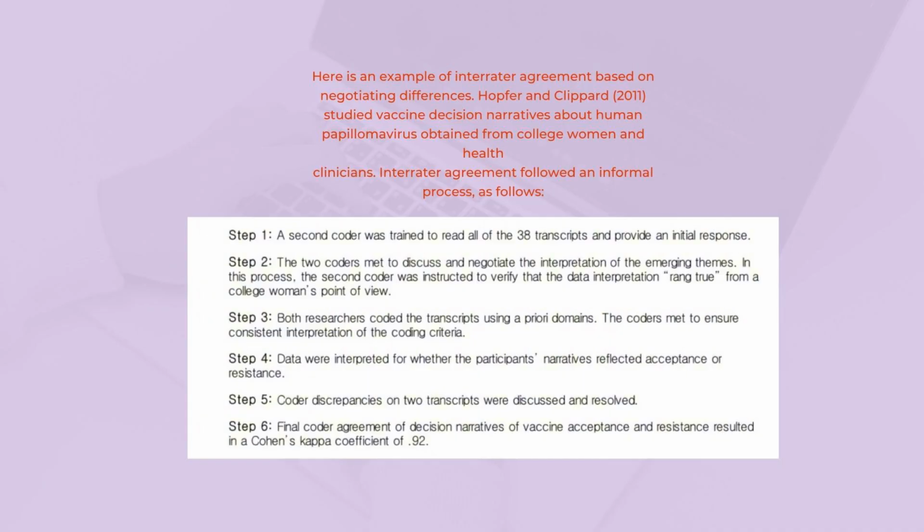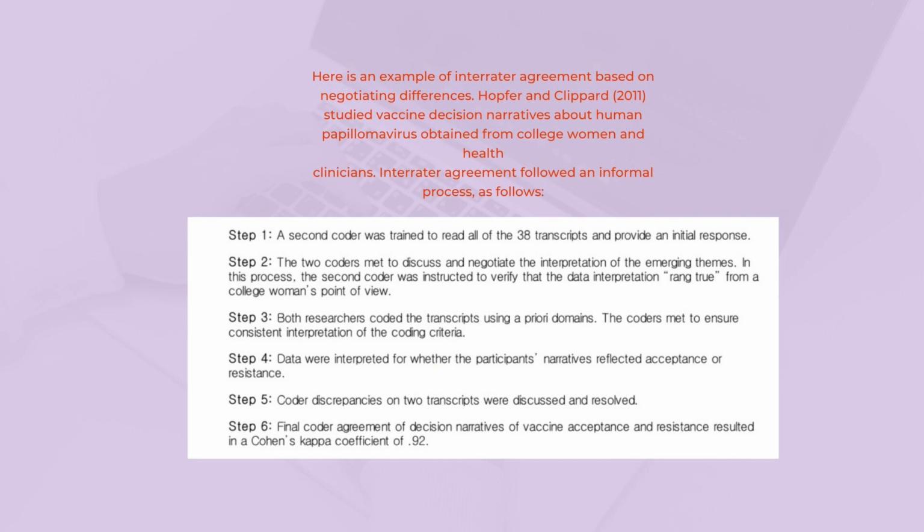Here's an example of interrater agreement based on negotiating differences. Hopper and Clippard studied vaccine decision narratives about human papillomavirus obtained from college women and health clinicians. Interrater agreement followed an informal process as follows. Step 1. A second coder was trained to read all 38 transcripts and provide an initial response. Step 2. The two coders met to discuss and negotiate the interpretation of the emerging themes. In the process, the second coder was instructed to verify the data interpretation rang true from a college woman's point of view.